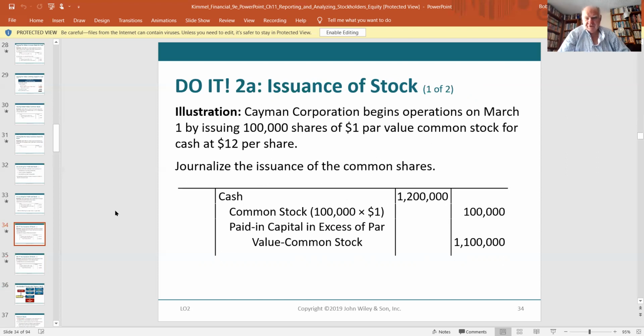Cayman begins operations on March 1st. They issued $1 par value, 100,000. Same exact journal entry. You debit cash for the $12 you received from the market, and the common stock line can only be a multiple of the par value. It can only be a multiple of the par value. And the difference is the paid-in capital in excess of par value.